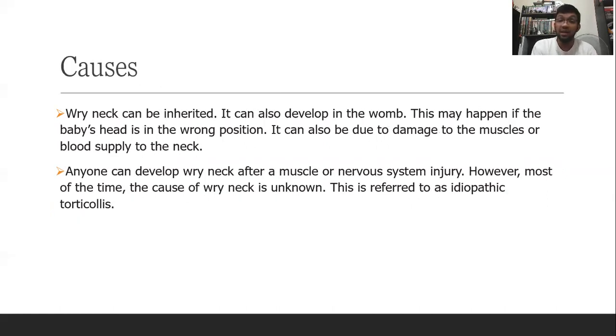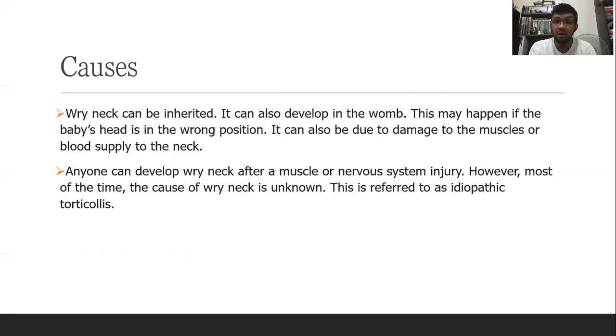Causes of wry neck, this can be inherited and it can develop in the womb, like what I've mentioned earlier, most especially if the mother is 18. So because of the very small uterus, the tendency is for the fetus's neck or head to be tilted to one side or the other. And it can also be due to damage to the muscles or blood supply to the neck. Anyone can develop wry neck after a muscle or nervous system injury.